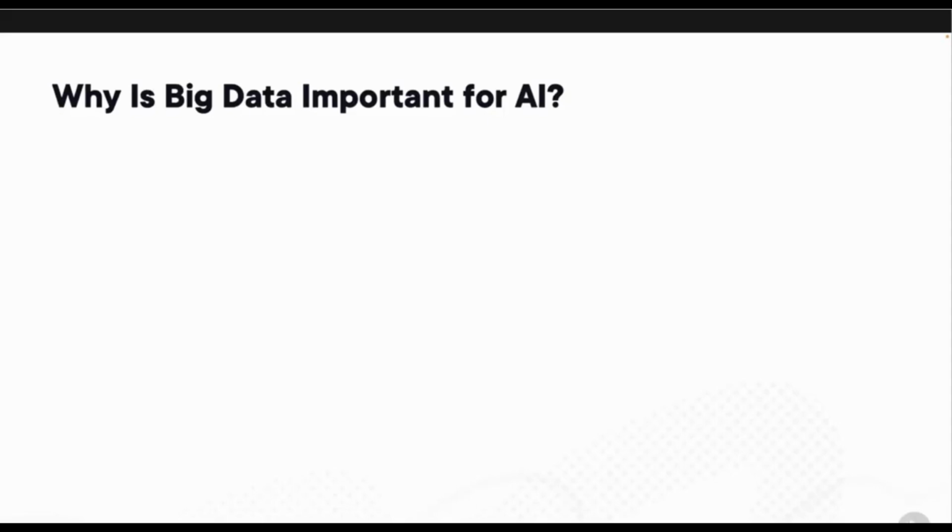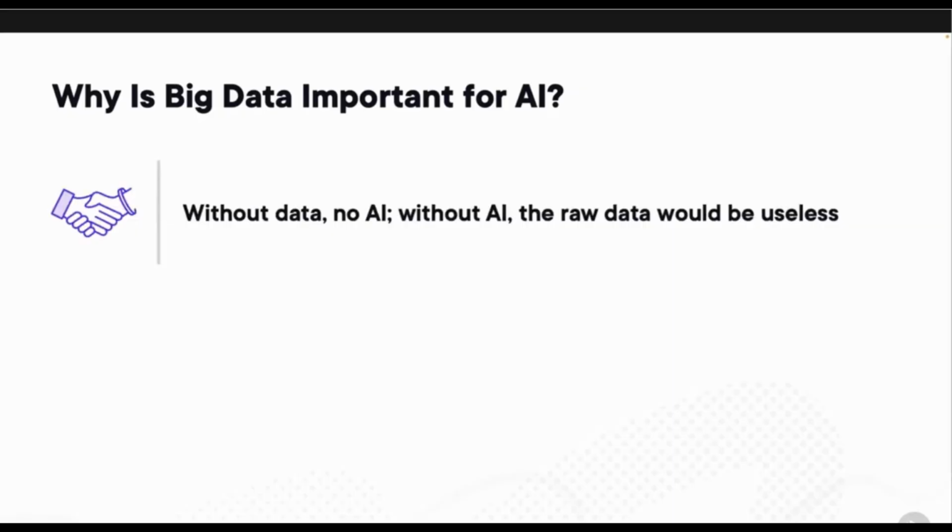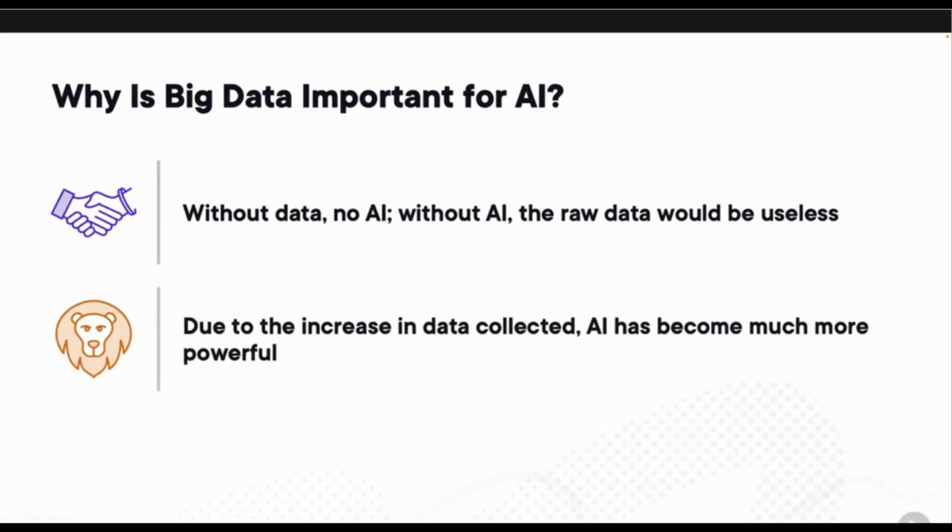We've seen what big data is, but why is it so important to AI? Big data and AI go hand in hand. Without data, there would be no artificial intelligence. Without artificial intelligence, all that raw data wouldn't be usable, as there would be no way to process it efficiently, let alone in real time. AI has become much more powerful over the last decade. Thanks to the amount of data being collected, combined with improved algorithms, artificial intelligence has become more helpful and precise, allowing data analysts to process even more data that can be used for business success.